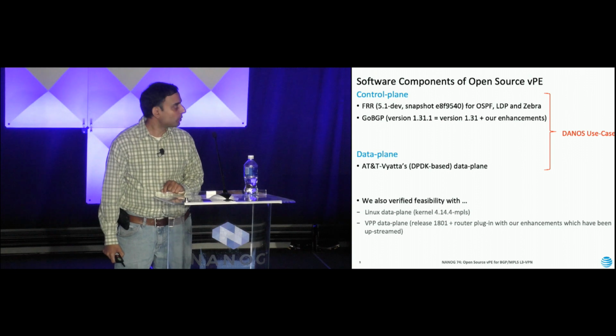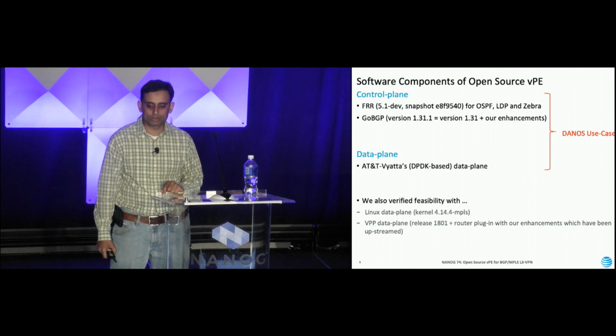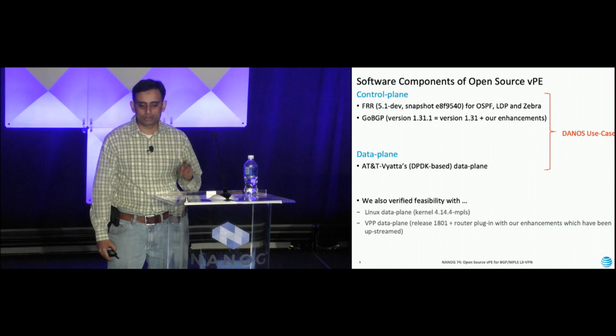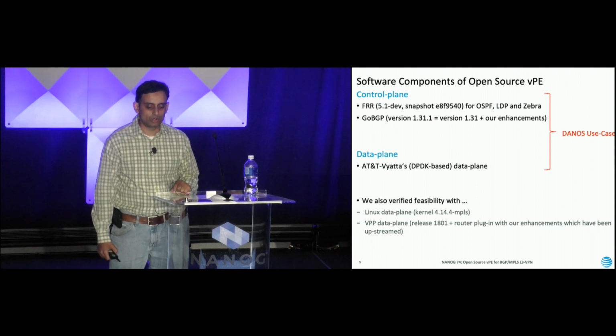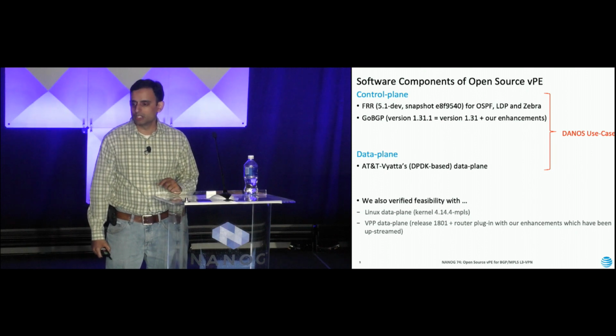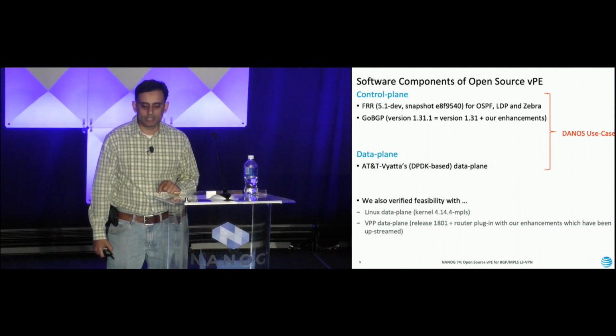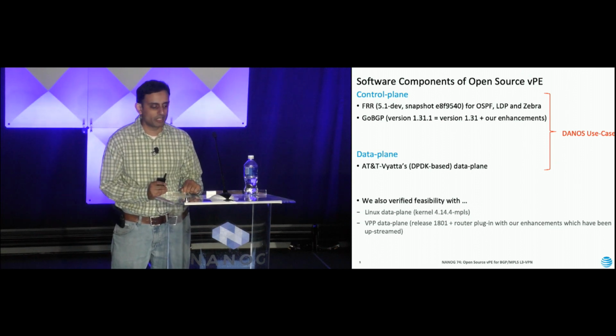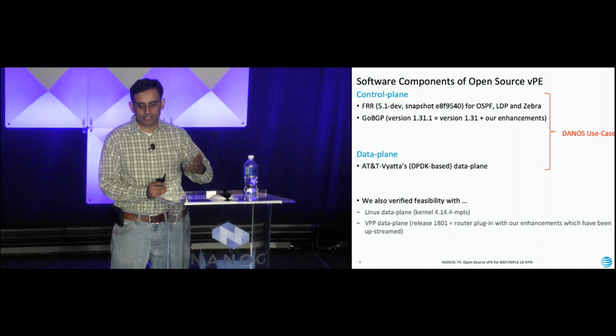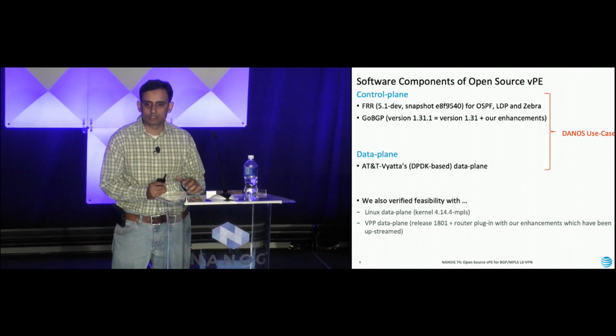So here are the software components that we used in our open source VPE. For the control plane, we used 2 softwares. One is called FRR, free range routing. And in particular, we used OSPF, LDP, and Zebra components from FRR. And then the second software that we used is called GoBGP. And as the name implies, we use GoBGP for its BGP functionality. As for data plane, we chose AT&T Vyatta's DPDK based data plane. And together with the control plane that I just described, that's what forms the DNOS use case VPE.